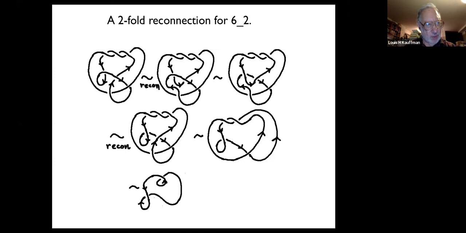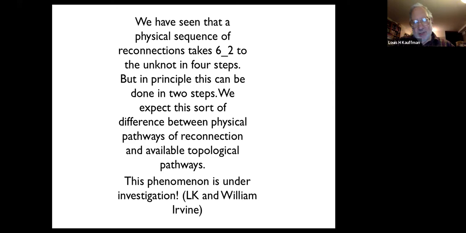So, we do need to go back to those differential equations models and try them again in the light of these remarks. We haven't done that. So we've seen that a physical sequence of reconnections takes 6-2 to the unknot, as I said.